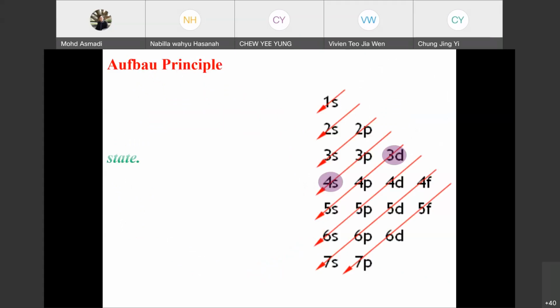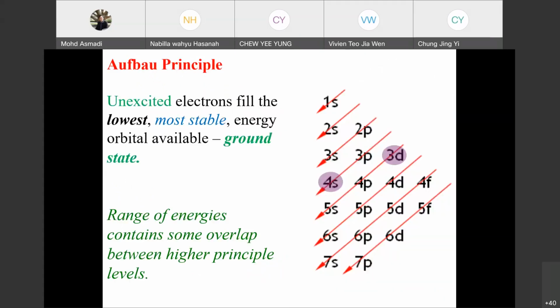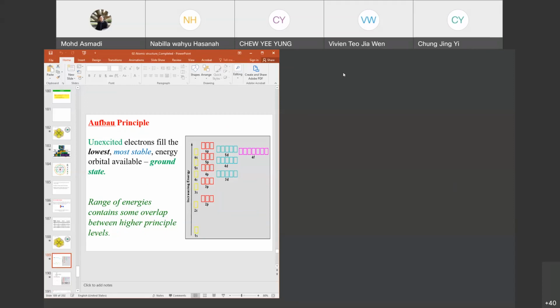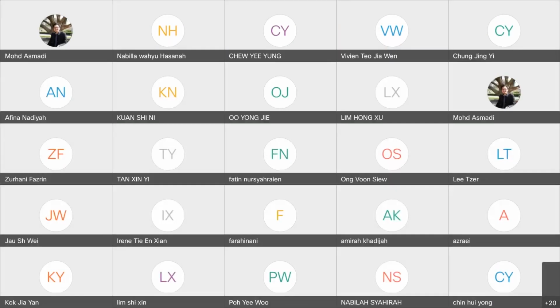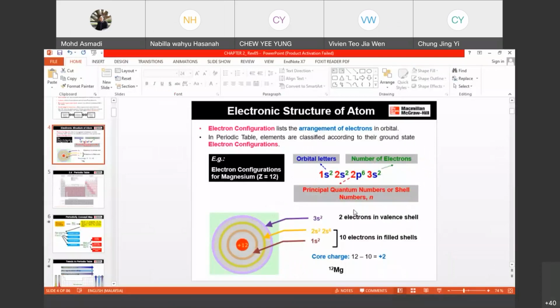Okay, so this is the Aufbau principle. Okay, so remember. Can you still remember? Okay. So let's continue. Is it okay? Are you still remember this one? Okay, good. Okay. So let's continue on the periodic tables.